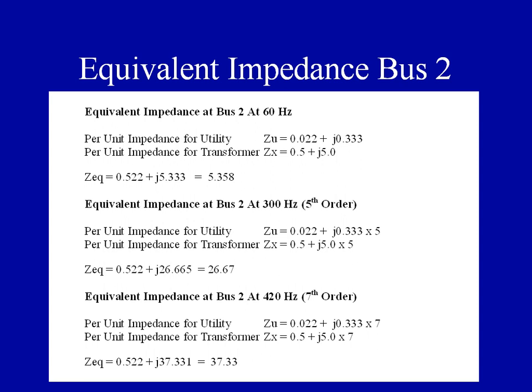To obtain the equivalent network impedance at bus 2, we can simply add the impedance of the utility and the transformer together. The big difference for harmonic analysis is that you need to calculate an equivalent impedance for each harmonic order. For the fifth harmonic order, the resistance doesn't change, but the reactance is increased as a multiple of the harmonic order. The result is the equivalent per unit impedance at the fundamental frequency is 5.35, the impedance at the fifth harmonic frequency is 26.67, and the impedance at the seventh harmonic frequency is 37.33.